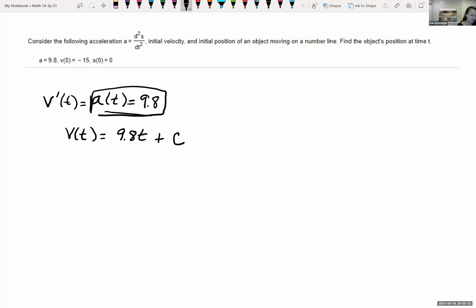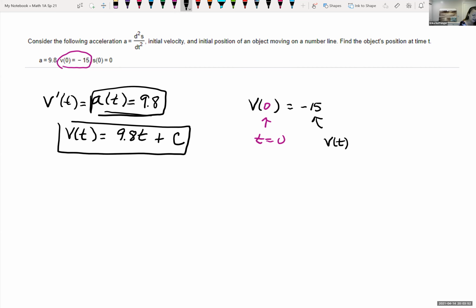We are given the initial velocity. We're given when time is 0. So when t equals 0, the velocity is negative 15. So we know that this v sub t is negative 15 at t equals 0. So we're going to use that fact, and we're going to plug those values in here to figure out what c has to be.